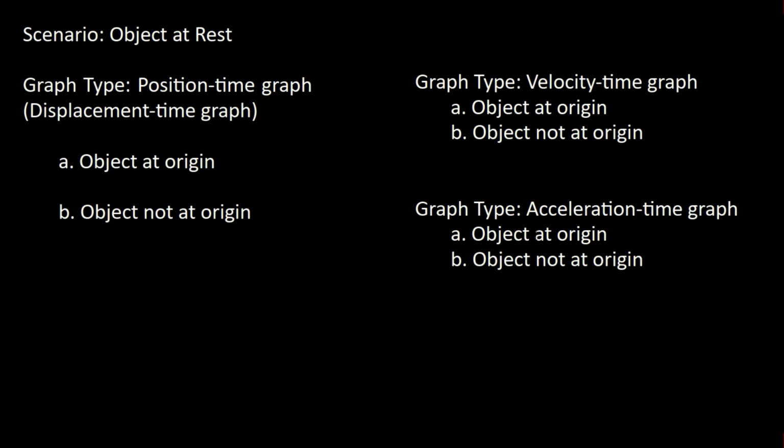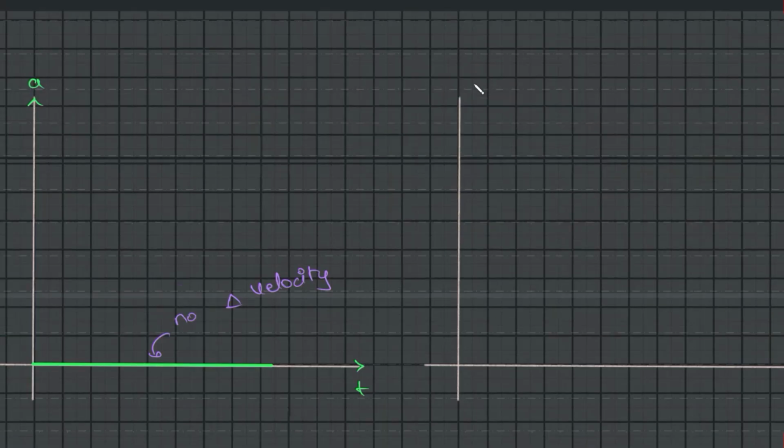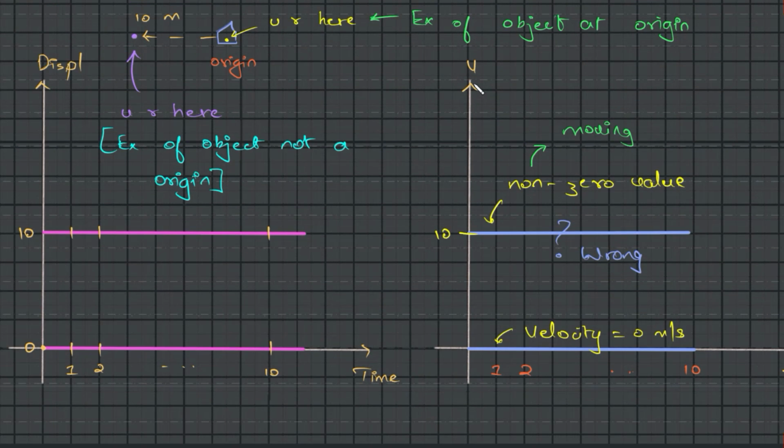So it doesn't matter if the object is at rest at origin or not at origin. For velocity and acceleration time graphs, there is only one possibility. But for position time, you can have different possibilities. It's for all cases of rest. Okay, yeah.